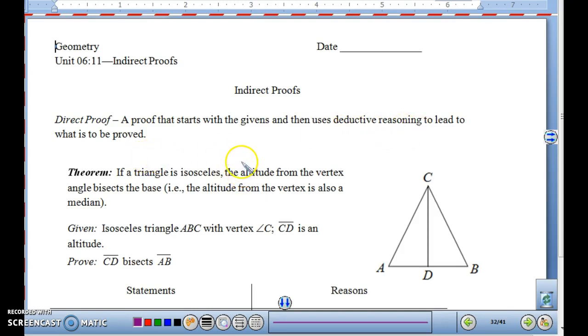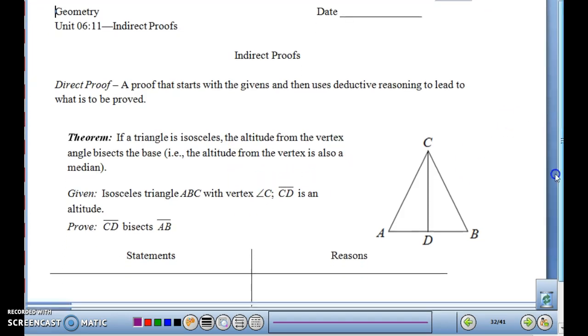proved. So we take a statement, we draw a conclusion, we take another statement, draw a conclusion until we get to the final conclusion. So let's look at what a direct proof is and then compare it to an indirect proof.